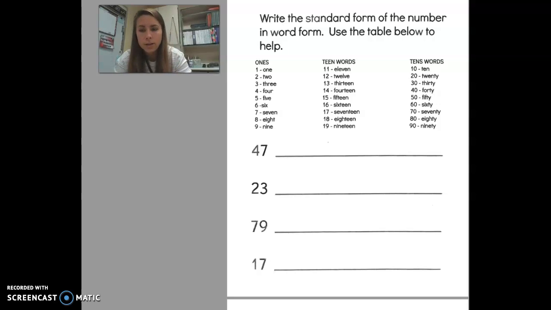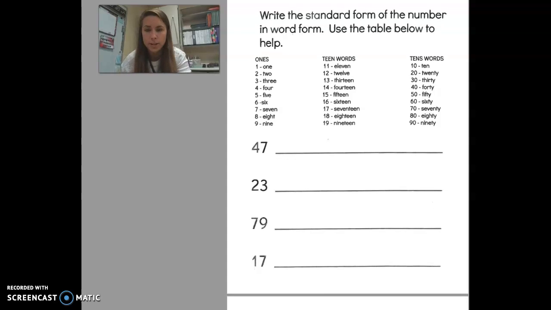23. Okay, so on each of these lines, you're going to fill in the word form using this table up here to help you spell. Go ahead and pause it so you can write each number in word form.